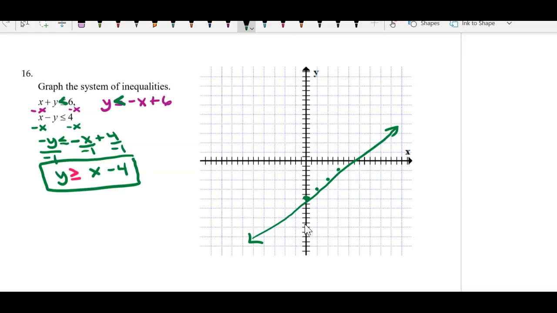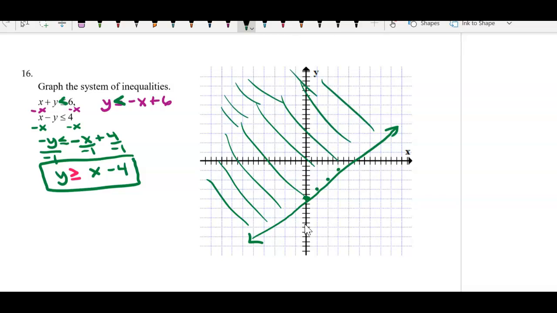Okay, and then which side of that should be shaded? So y is greater than this line. Where's the stuff that's greater than the line? Is it above? Yeah, it's above. All the stuff up here.